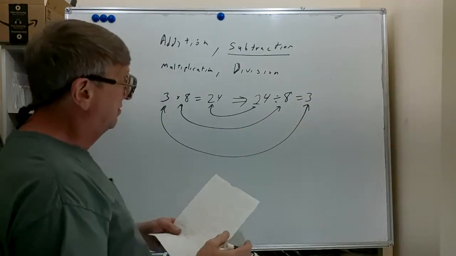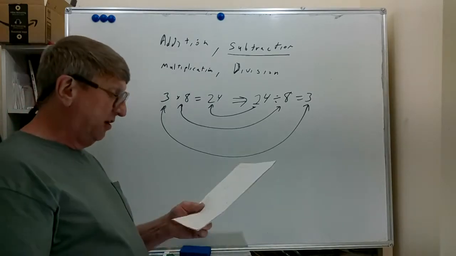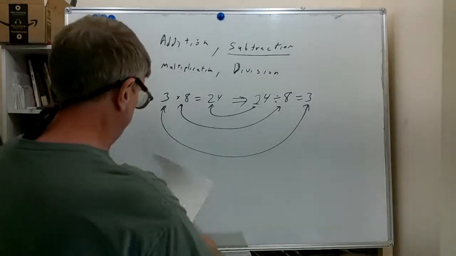So we can see that addition and subtraction, and multiplication and division, are inverse functions. They undo each other.